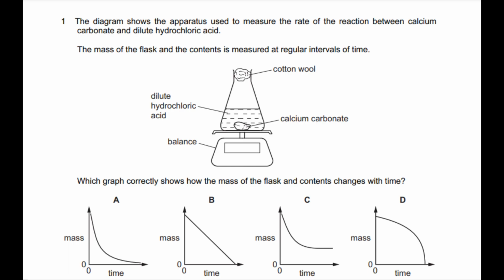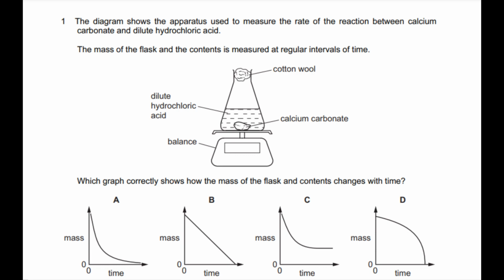As we know, when calcium carbonate reacts with hydrochloric acid, which is an acid of course, carbon dioxide gas is produced along with salt and water. The question says that the mass of the flask and the contents is measured at regular intervals of time.